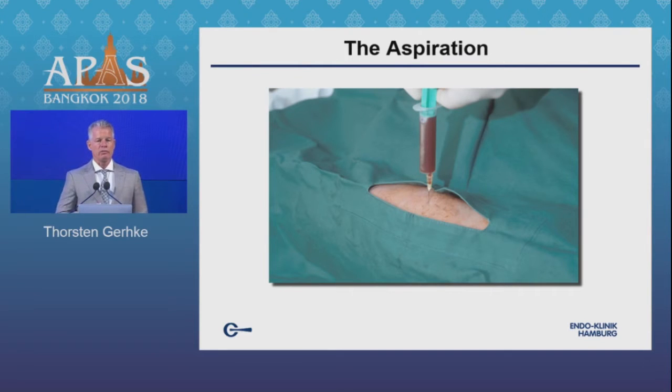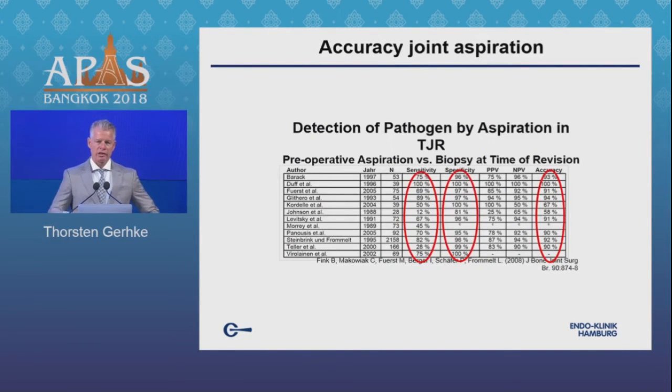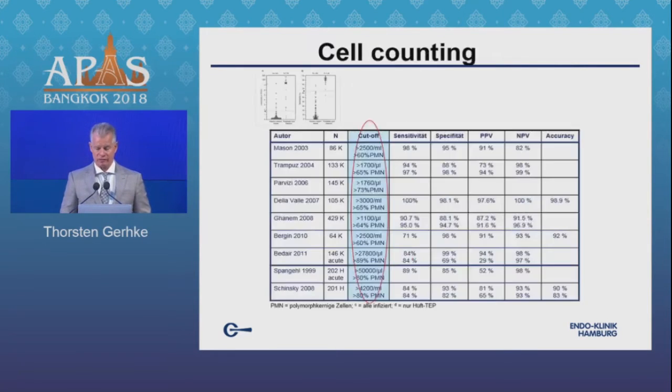So in the majority of our cases, we came up with synovial fluid, diagnosis of the synovial fluid. Unfortunately, microbiology is not really successful. On average, all over the world, the chance to find the germ by culture is about 60 to 70%, which is not very satisfying.